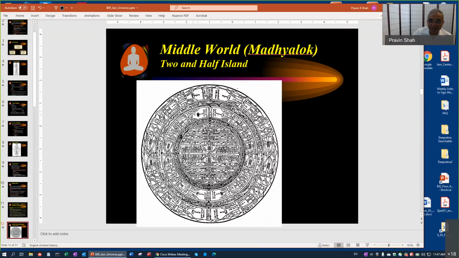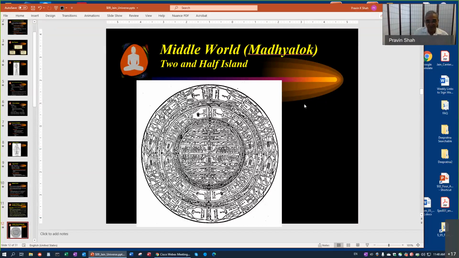Surrounding the Ghatki Khand is the Kalodadi Samudra. And surrounding that is the Pushkar Dweep. Only the first half of the Pushkar Dweep has human beings. The other half, which is outside of this circle, has no human beings.